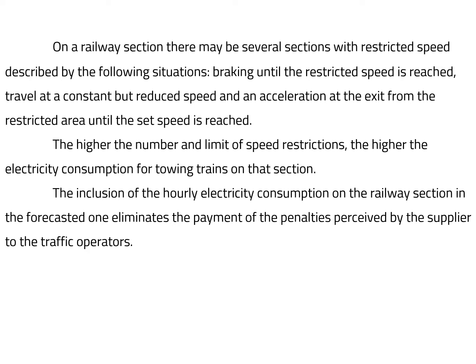The higher the number and limit of speed restrictions, the higher the electricity consumption for towing trains on that section. The inclusion of the hourly electricity consumption on the railway section in the forecasted one eliminates the payment of the penalties perceived by the supplier to the traffic operators.